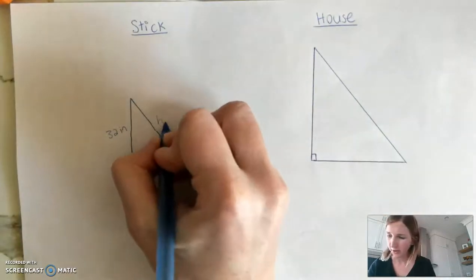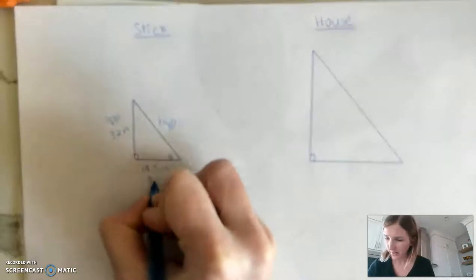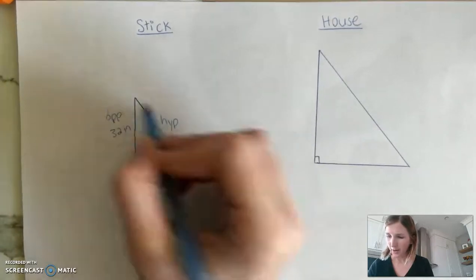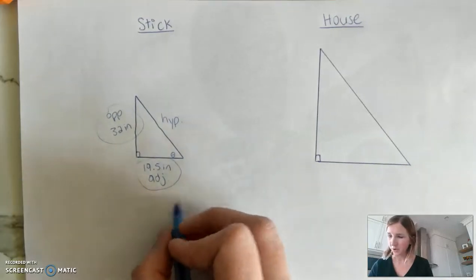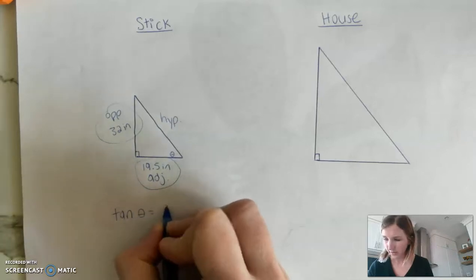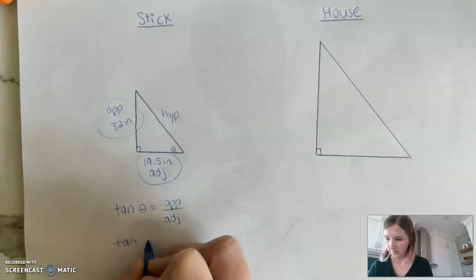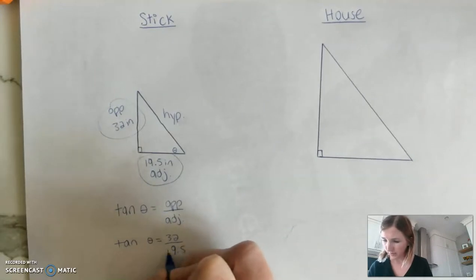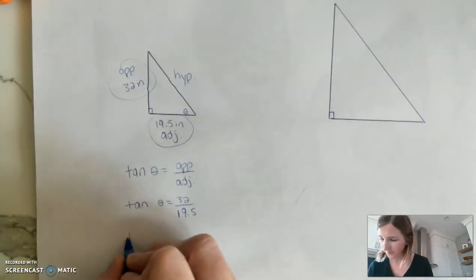So I'm going to label the triangle: hypotenuse, opposite because it's across from the theta, and adjacent. Looking at these, I have information for my opposite side and for my adjacent side. So what I'm going to use is tangent. Tangent of theta is equal to opposite over adjacent. So tangent of theta will equal 32 over 19.5. I need to use inverse trig to find the missing angle.